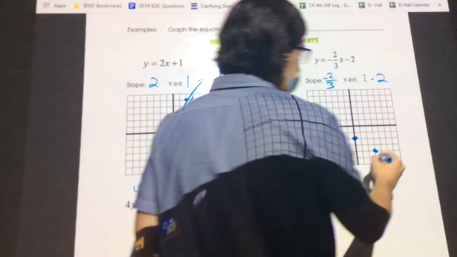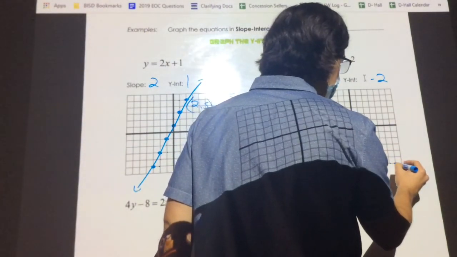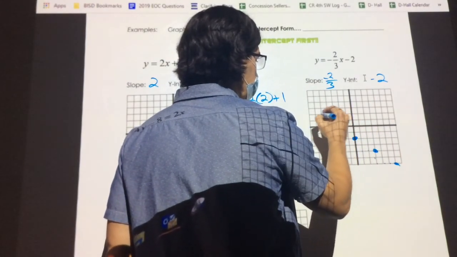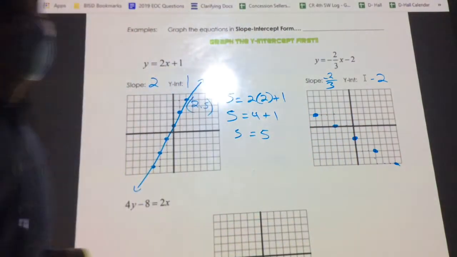So let me continue this process. 1, 2, 1, 2, 3. I'm going to go up 2, 1, 2, 1, 2, 3. Up 2, 1, 2, 3. Does everybody see that? The negative changes the way your line goes. The negative changes it completely. It's a totally different problem at that point. It's got to go the opposite direction. Does that make sense though?